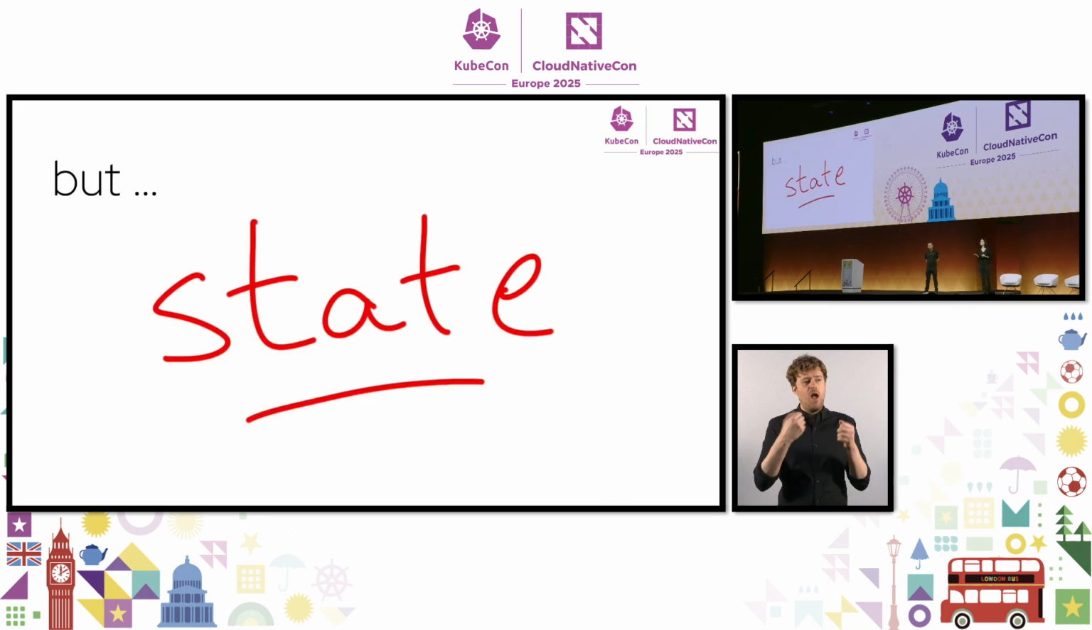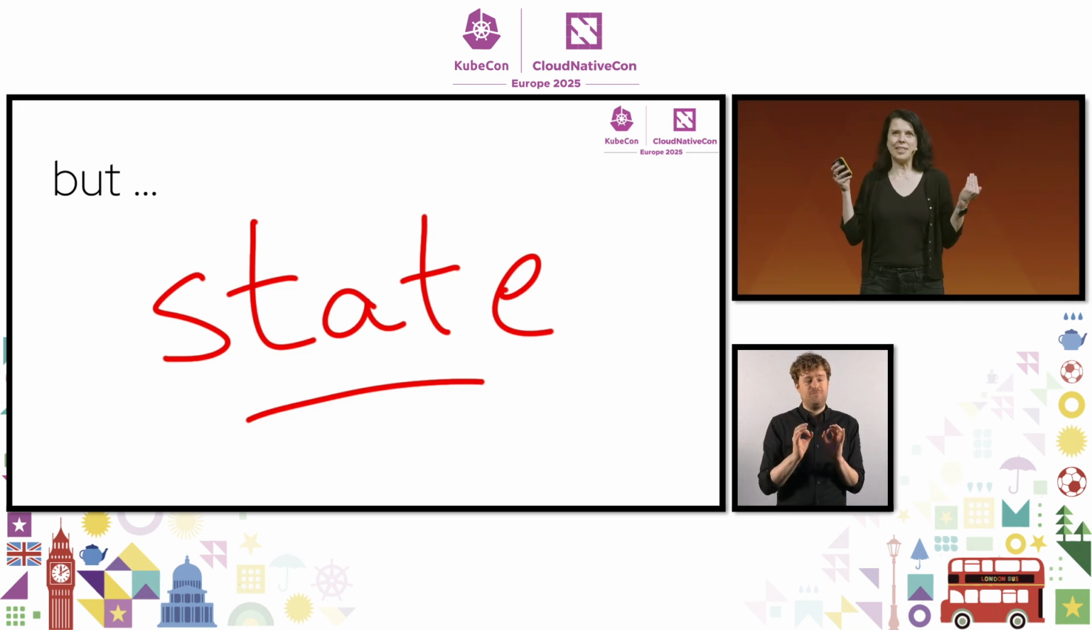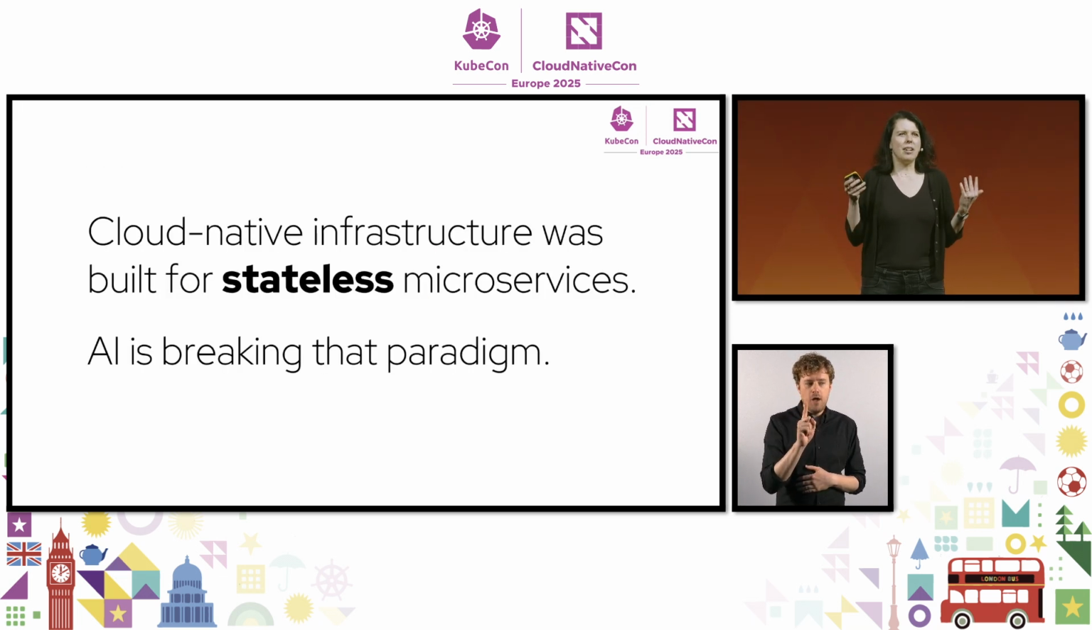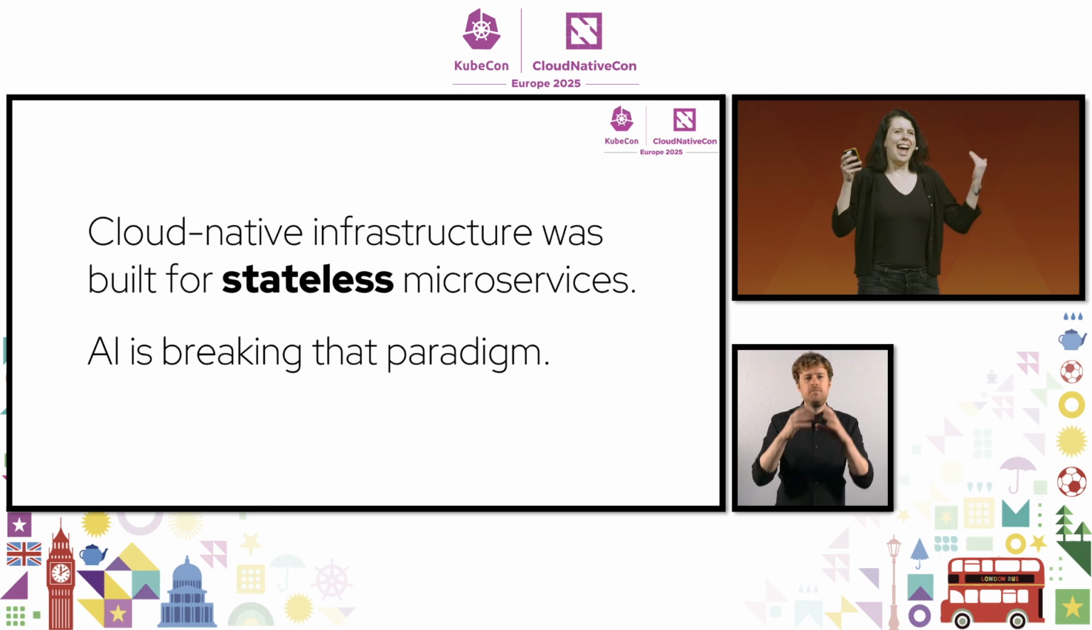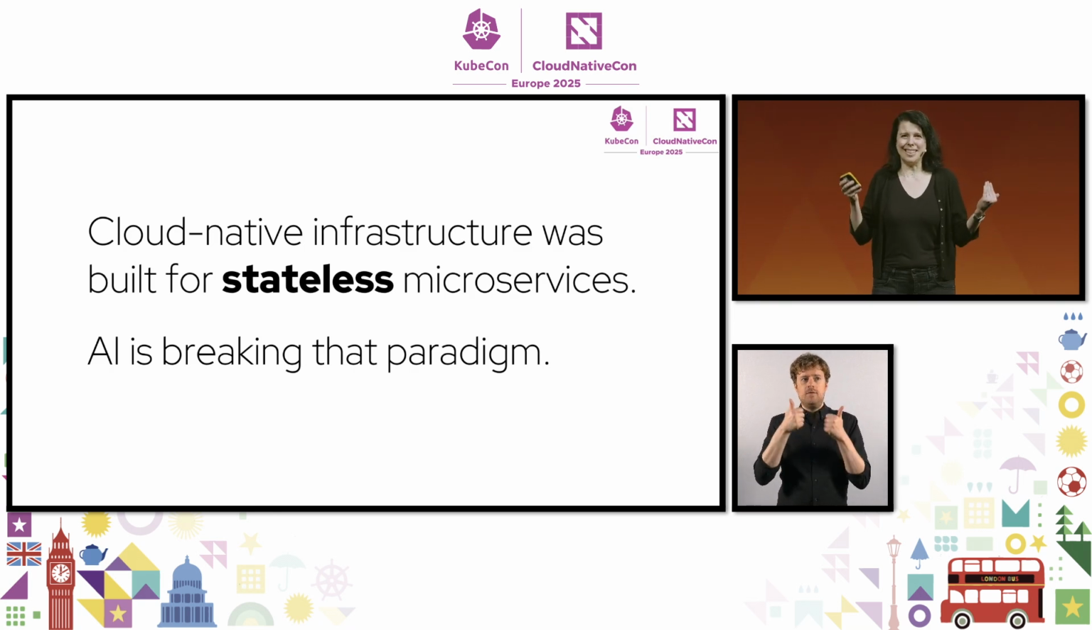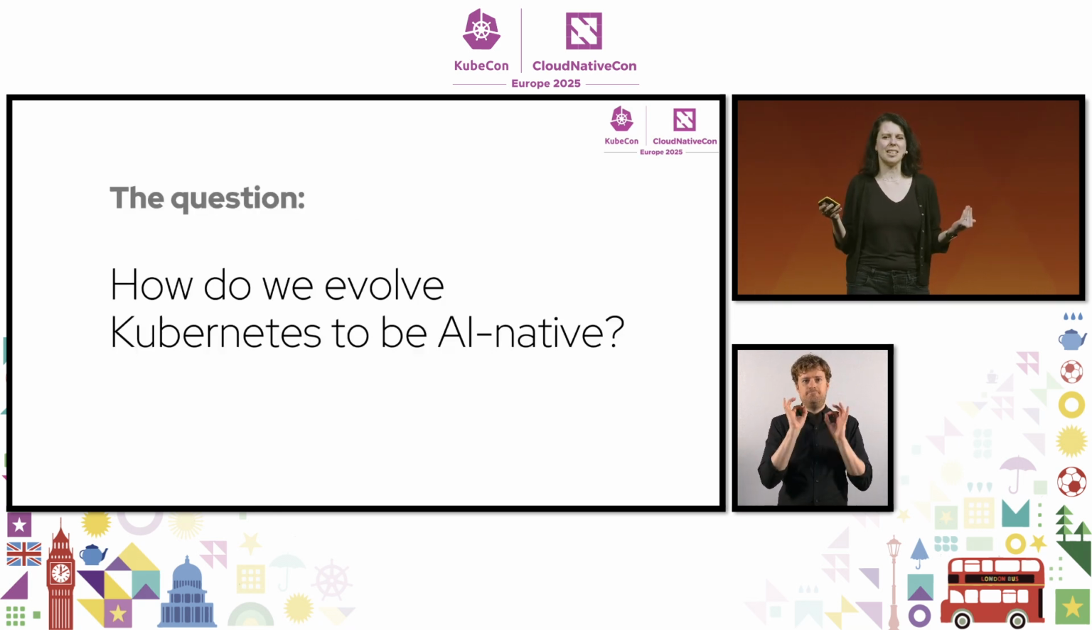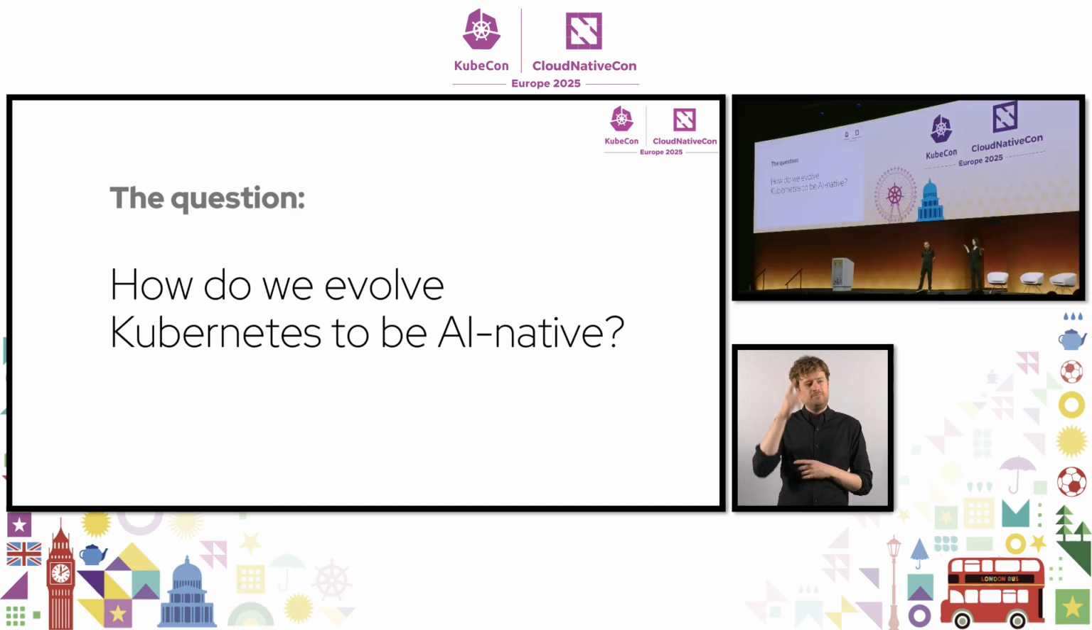But there's always a but. These systems have an awful lot of state. The paradigm that we've been working with for cloud native is that stateless is good. AI is the opposite. AI is all about state. So the question is, how do we evolve? How do we shift that paradigm to make Kubernetes AI native?